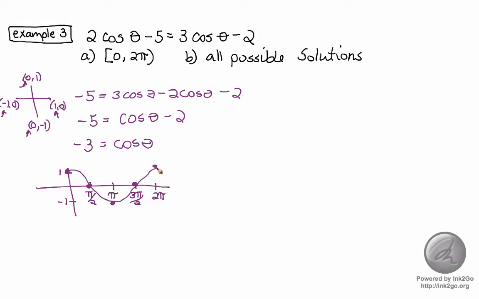So this is our cosine graph, and then that just keeps repeating and repeating and repeating. Now, I want to know, when is this cosine graph equal to negative 3? Well, negative 3 is down here.